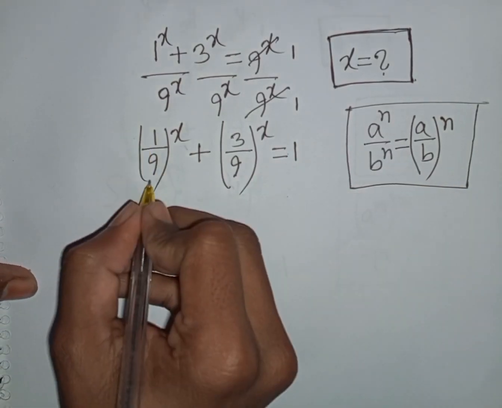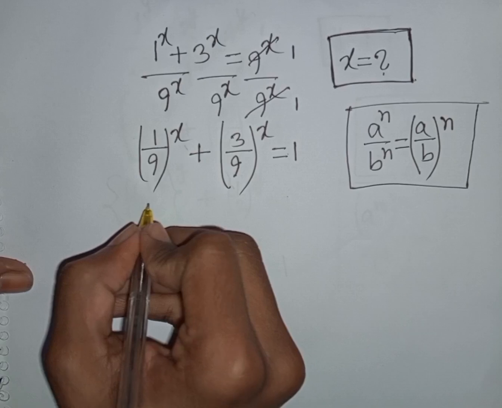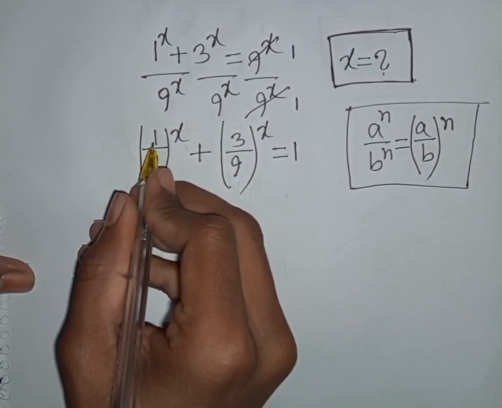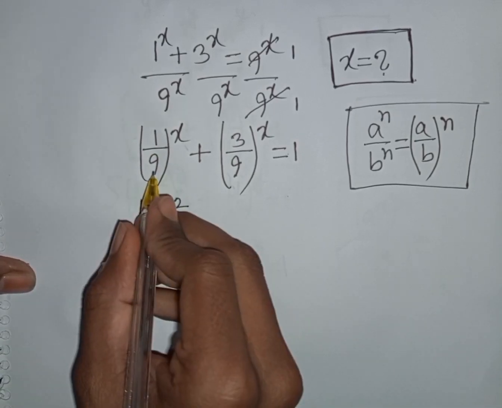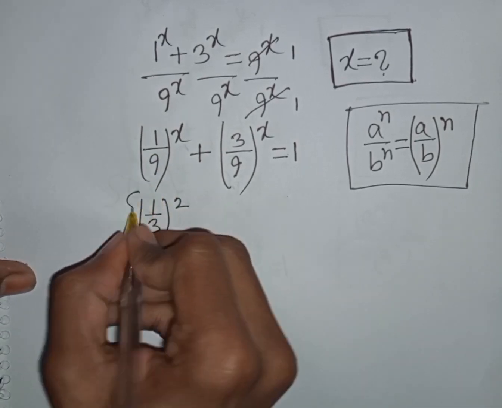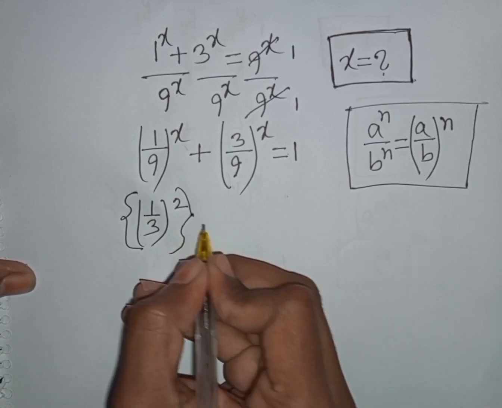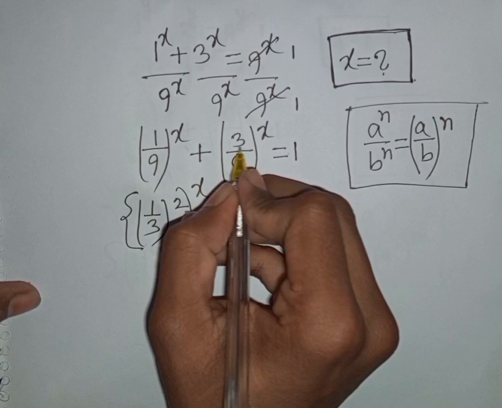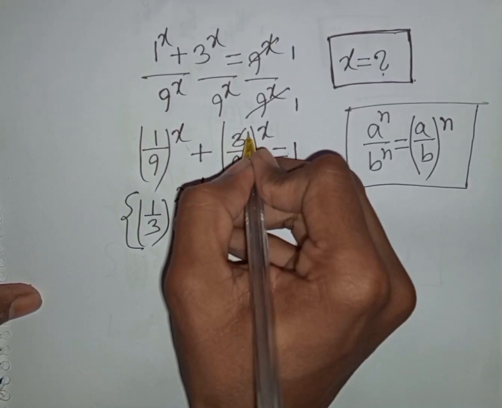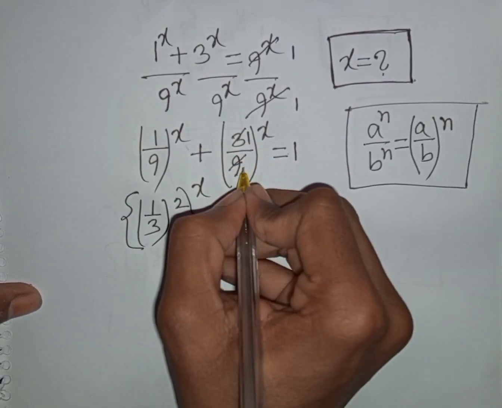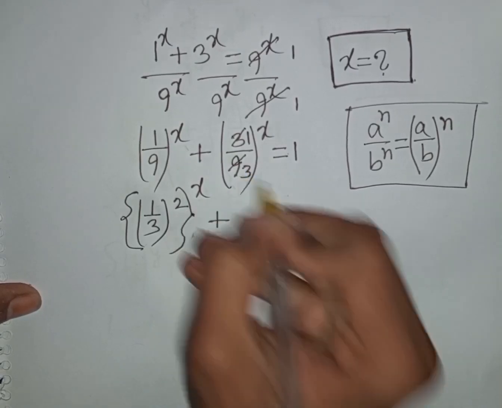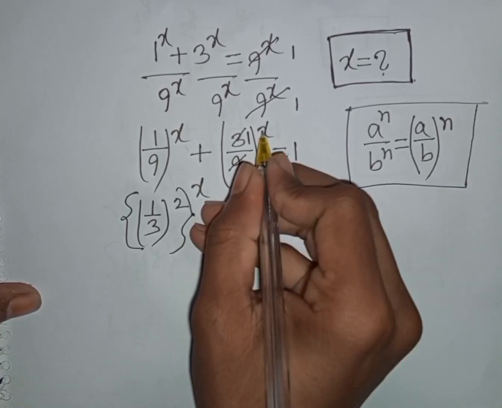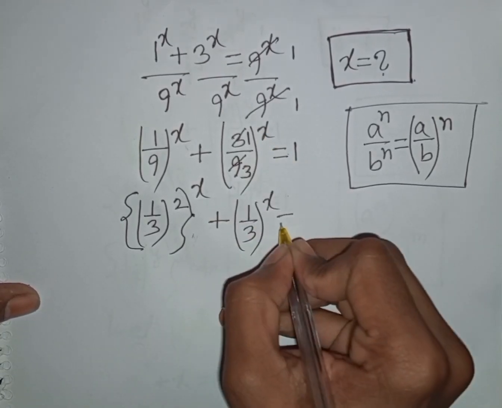Now 1 by 9 can be written as 1 by 3 bracket power 2. Then this first bracket can be written as second bracket, then power of x, plus here 3 divided by 3 is 1, 9 divided by 3 is 3. So we have 1 over 3, then bracket power of x is equal to 1.